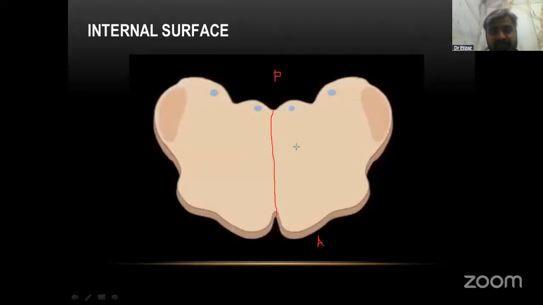G for the lower part, and medially, G for genital. That's why I remember it like this, G for the genitals. That's why it takes the sensation from the lower parts of the body, and the cuneatus from the upper part of the body. So it gives two types of fibers.